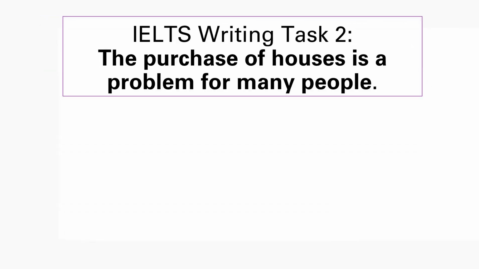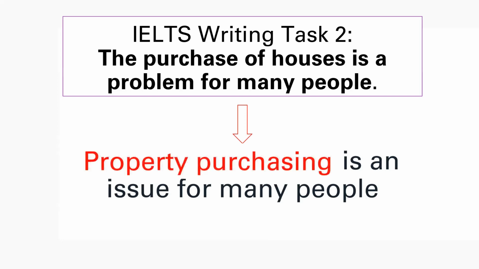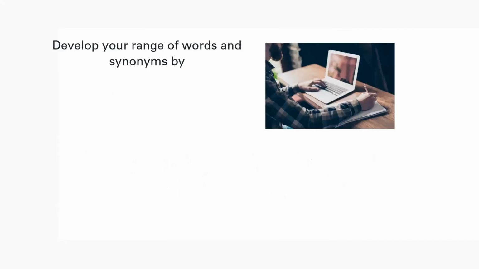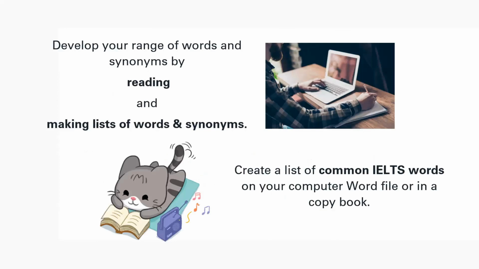IELTS writing task 2. The purchase of houses is a problem for many people. Property purchasing is an issue for many people. The purchase of houses becomes property purchasing. That's a word switch. And the word problem becomes issue. You can develop your range of words and synonyms by reading and making lists of the words and synonyms. You can create this list on your computer word file or in a copybook and make sure that the words are related to common IELTS topics.